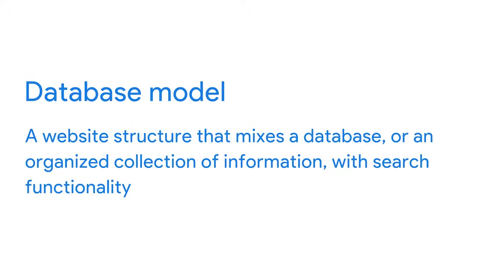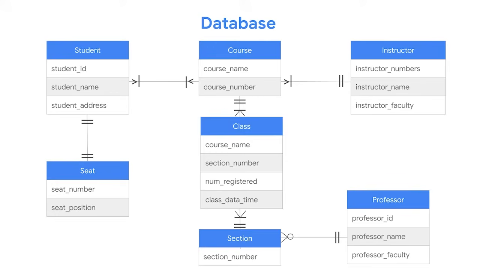Finally, we have the database model. The database model is a website structure that mixes a database, or an organized collection of information, with search functionality. A database model creates a dynamic experience for users that includes advanced filtering and search capabilities. Think about your favorite social media network. Most social media sites offer the ability to post content with tags, like a location that categorizes the content. Users can search for content using these tags.